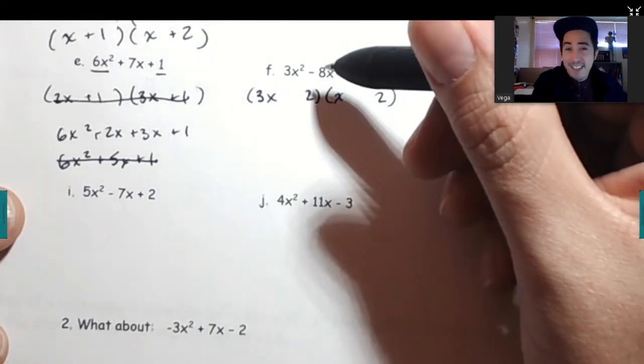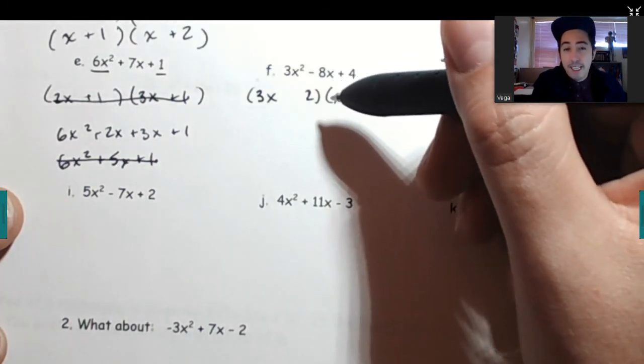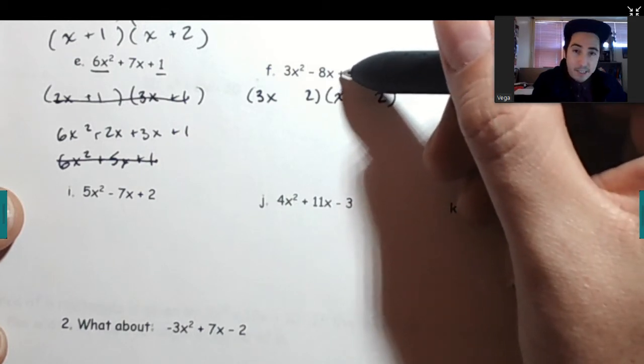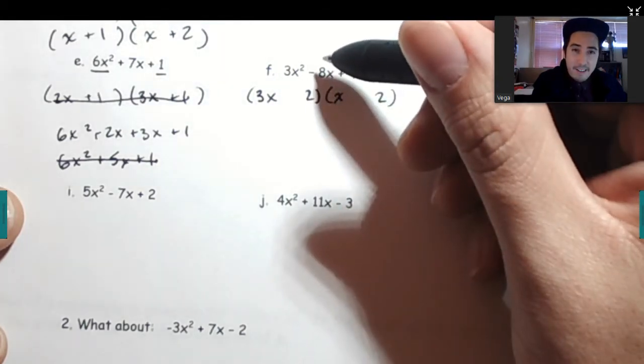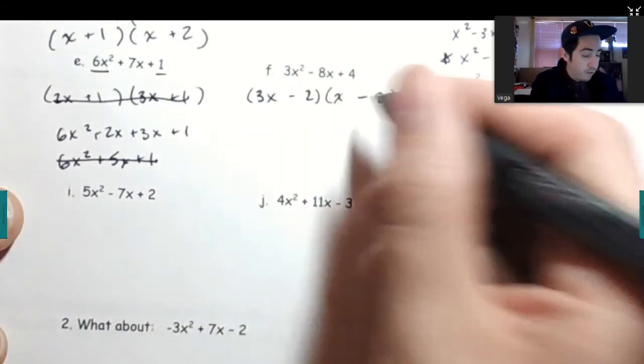And this negative 8 here, it's negative. So that tells me that these have to be both negative. So plus here means same sign. Negative tells you the sign. They're both negative. So minus 2, minus 2.